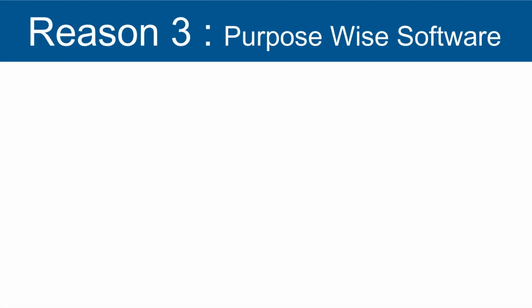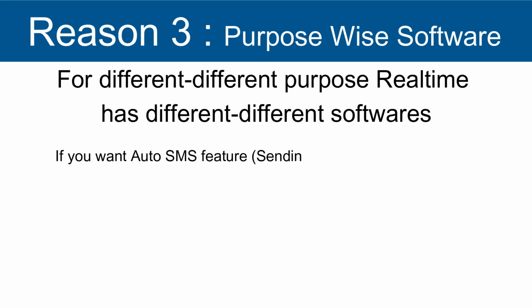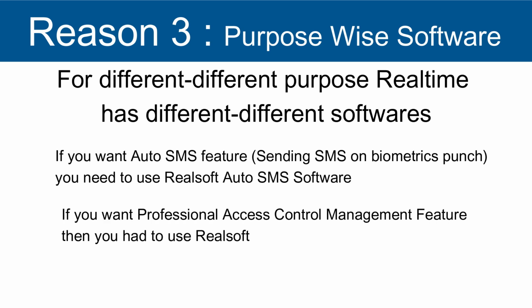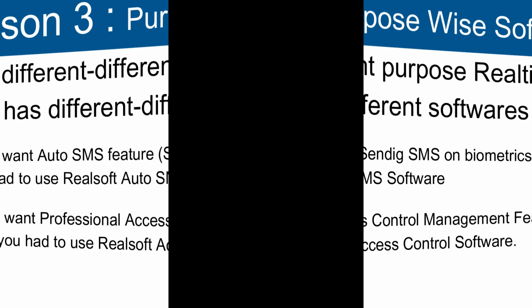Reason number 3 is purpose-wise software. For different purposes, Realtime has different softwares. If you want an auto SMS feature, like sending SMS using biometric punch, then you need to use RealSoft Auto SMS. And if you want professional access control management, you need to use RealSoft access control software.